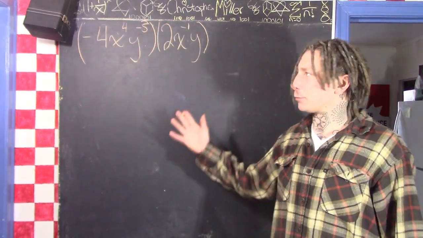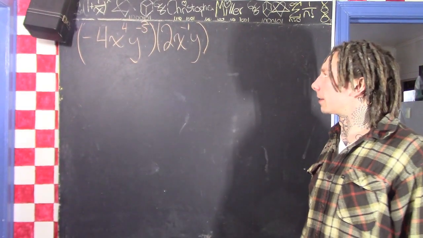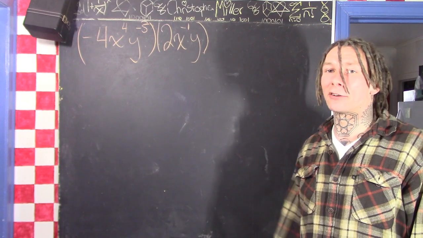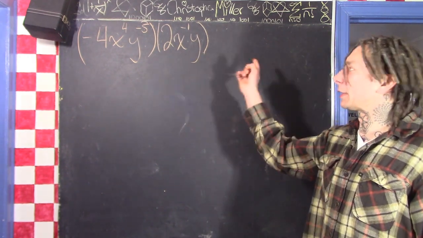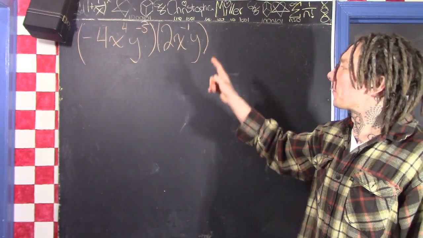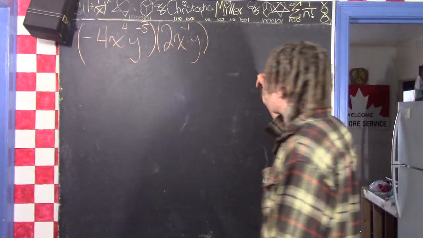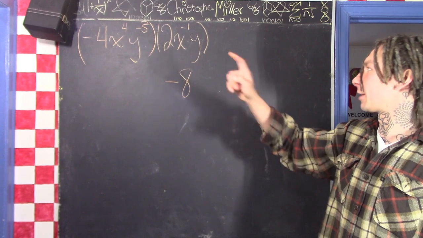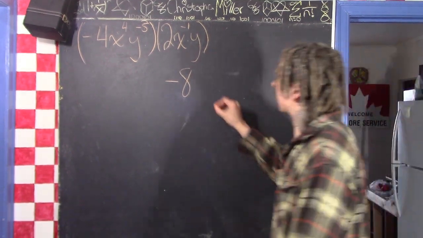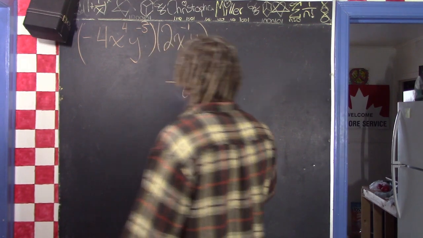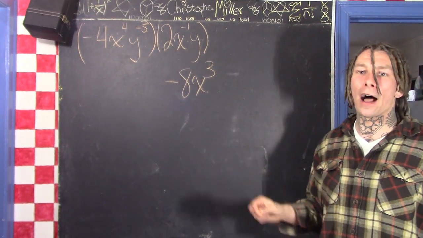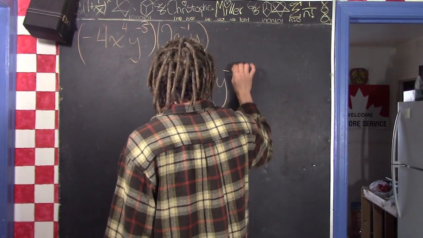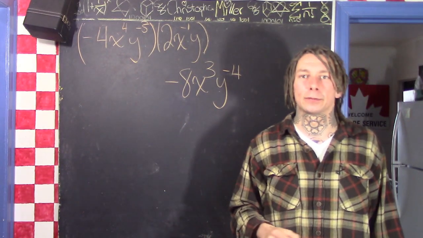Boom, done. To simplify this expression of -4x raised to the 4, y to the power of -5, multiplied by 2x to the power of -1, multiplied by y, we'd simply do the coefficients first, which would be -4 multiplied by 2 would give us -8. We'll run to the x's, x to the power of 4 multiplied by x to the -1 will give us x cubed. Y to the power of -5 multiplied by y would give us y to the power of -4. And that one's fully expressed.